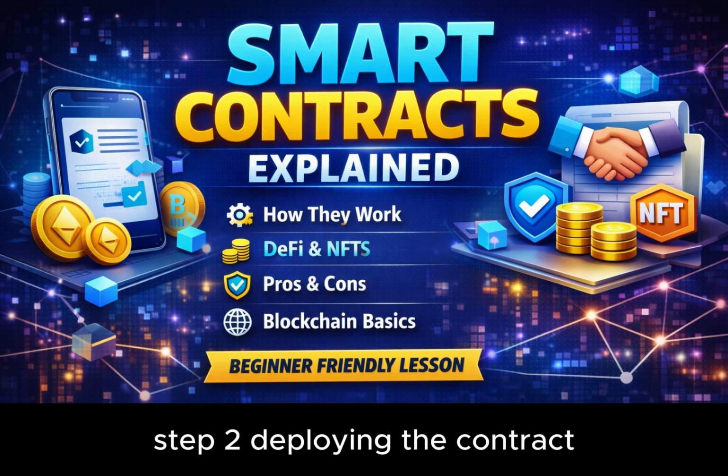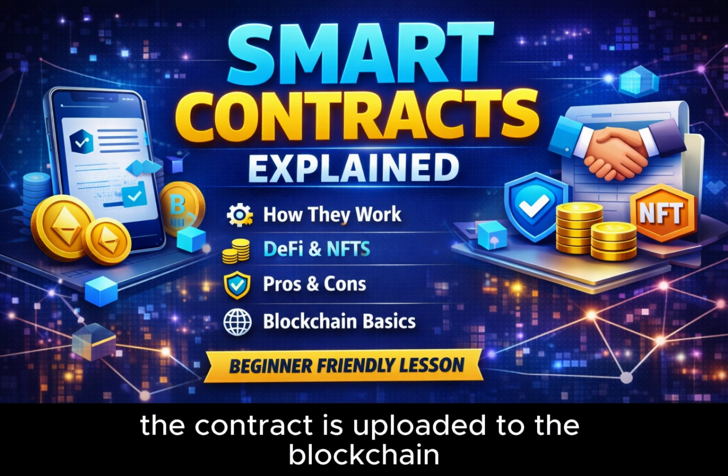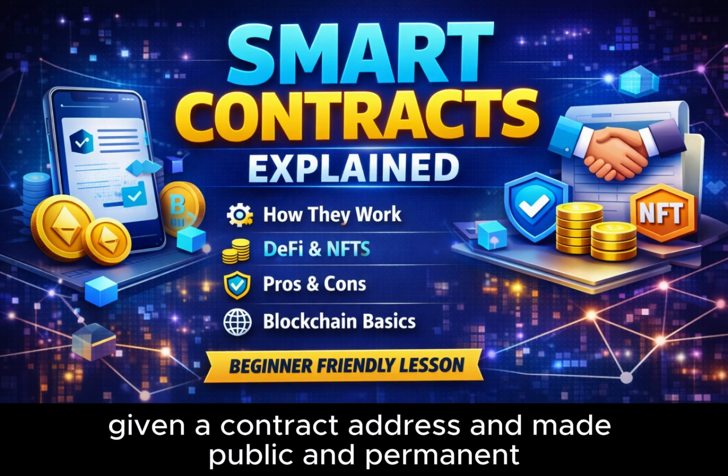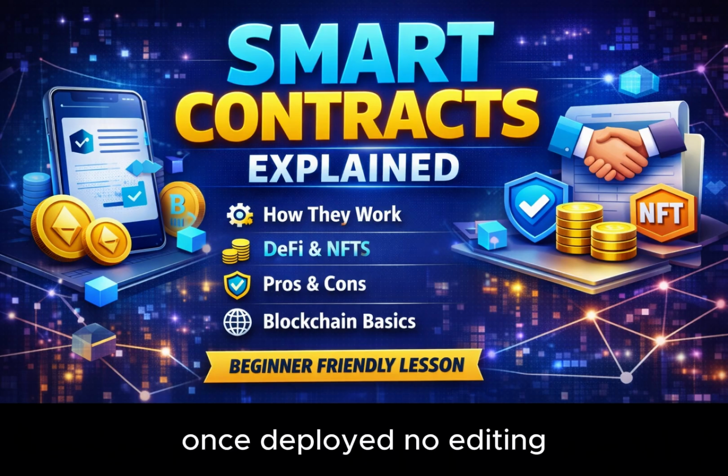Step 2. Deploying the contract. The contract is uploaded to the blockchain, given a contract address, and made public and permanent. Once deployed, no editing, no stopping.